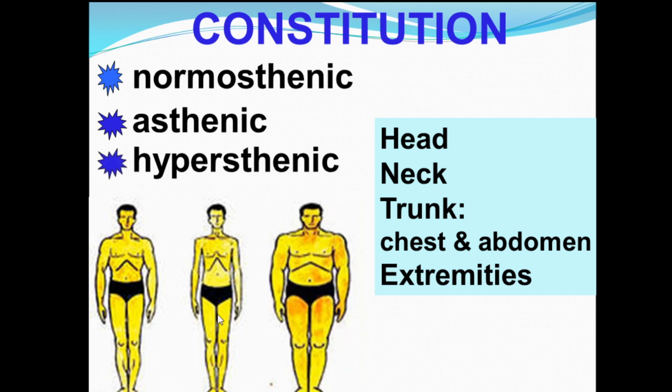Hypothenic constitution. Opposite correlation, transverse size prevalent over longitudinal. As a result, the patient has a high head, short and thick neck, short and thick extremities, and his chest is shorter than abdomen. Abdomen is prevalent over the chest.